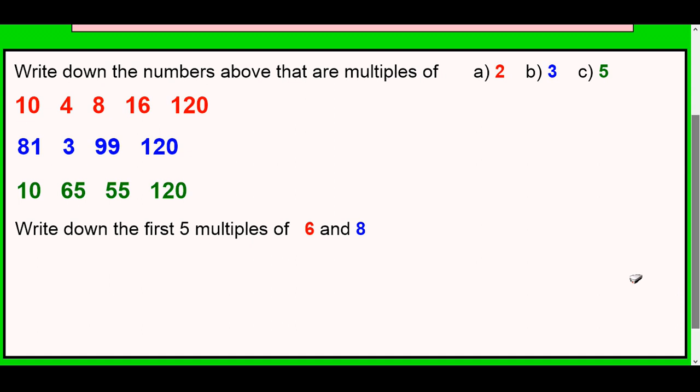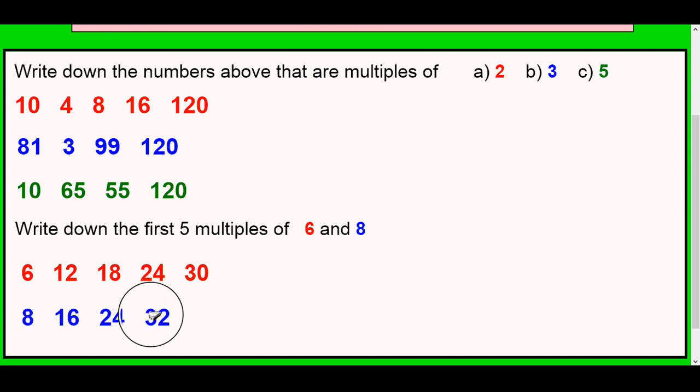So write down the first 5 multiples of 6 and 8. So we'll start with 6 and basically go up your 6 times table till we get to the 5th number in your sequence. So 6, 12, 18, 24 and 30. And that's 5 numbers. I can stop. With the 8 times table, 8, 16, 24, 32 and then 40 and we're done.